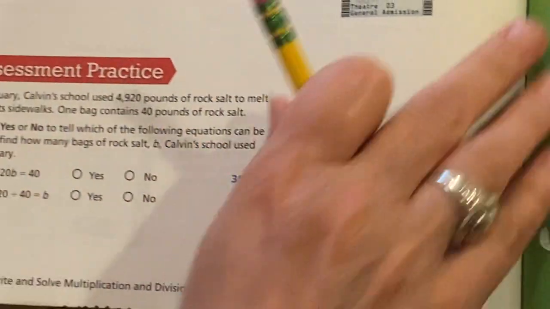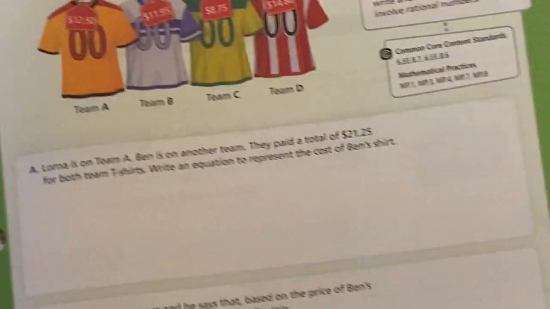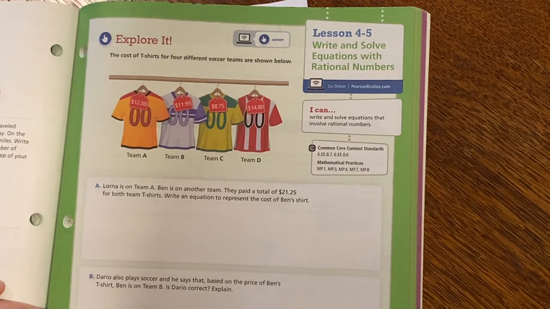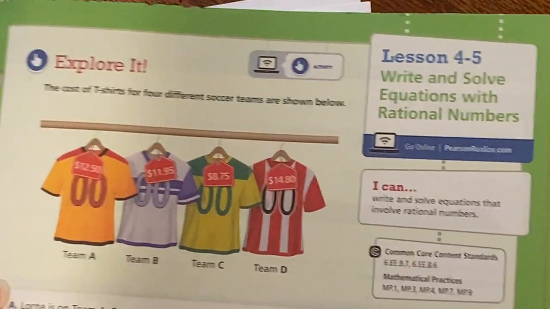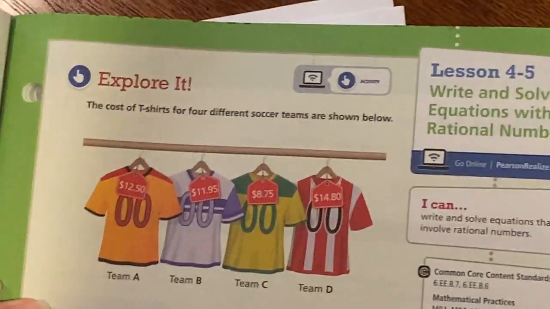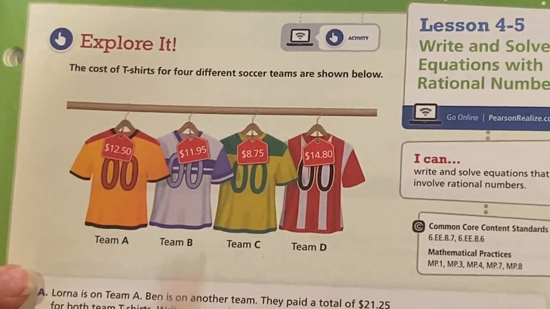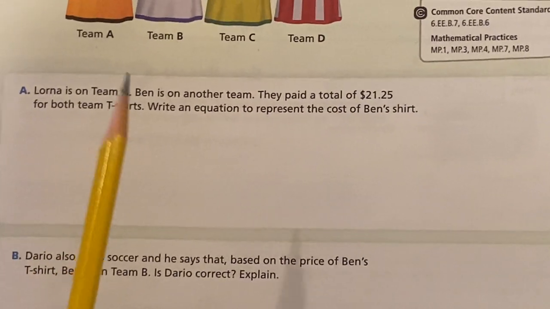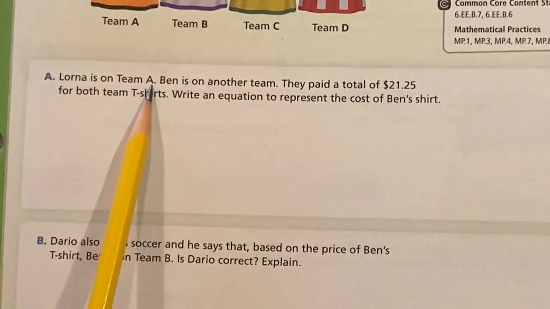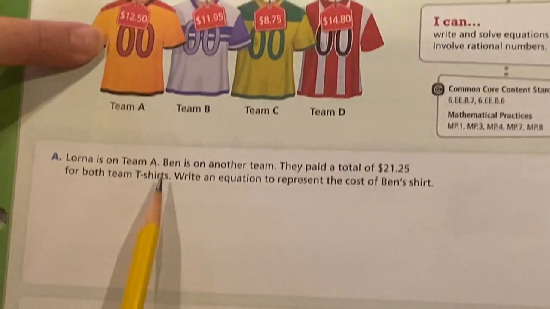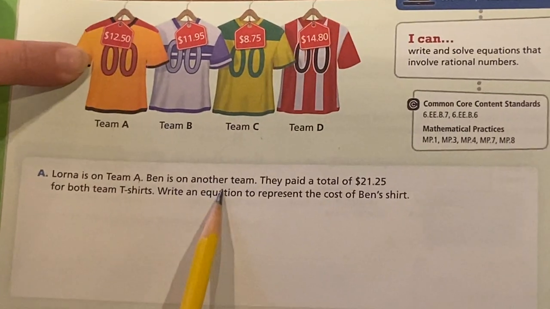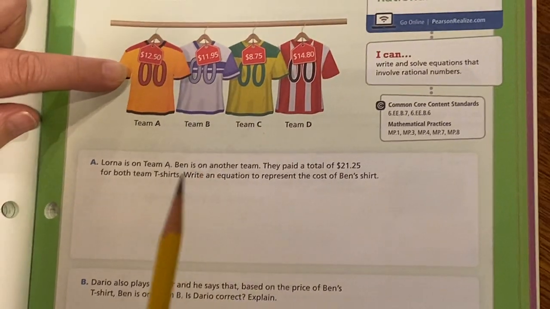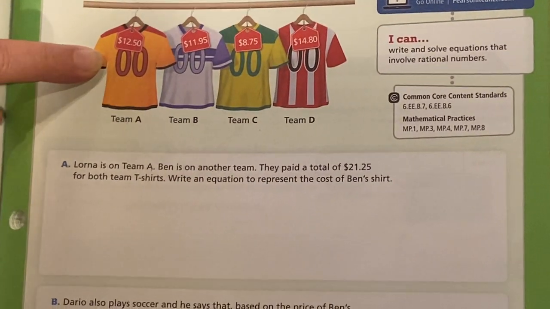One more page today. So we have the cost of t-shirts for 4 different soccer teams shown below. Notice they are all different prices. And we've got team A, B, C, and D. And we've got a couple of problems connected to those. Lorna is on team A. There's team A. Ben is on another team. We don't know which team. Ben, you know what team you're on, so this one should be easy for you.